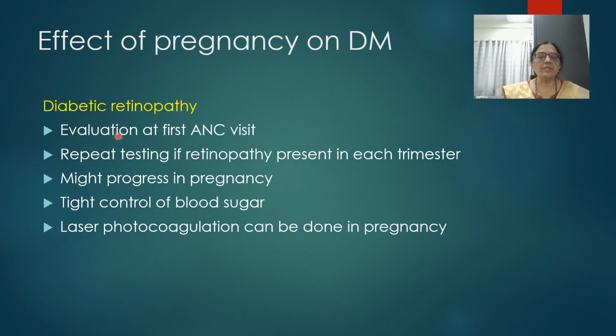So that is the reason it is necessary to evaluate the patient at the first antenatal visit for the presence of retinopathy. Repeat testing is to be done in each trimester if retinopathy is present, to identify features of progressive retinopathy at the earliest. Retinopathy might progress in pregnancy. Tight control of blood sugar helps in some way to reduce the chances of progression. And laser photocoagulation can be done in pregnancy as a treatment for this progressive diabetic retinopathy.